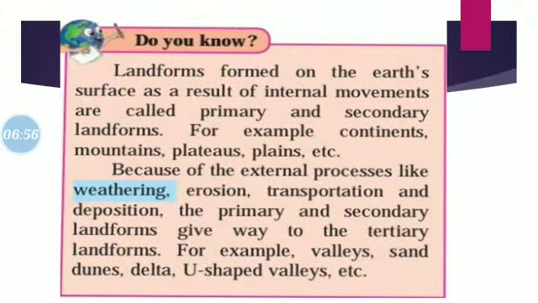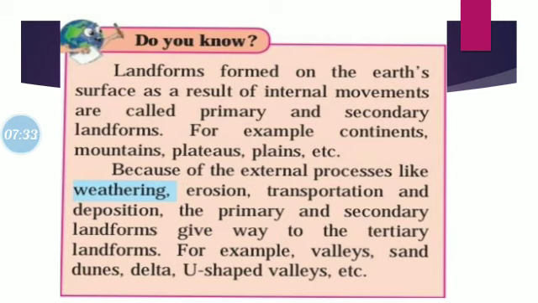Do you know, landforms formed on the earth's surface as a result of internal movements are called primary and secondary landforms? For example, continents, mountains, plateaus, plains, etc. Because of external processes like weathering, erosion, transportation, and deposition, the primary and secondary landforms give way to the tertiary landforms. For example, valleys, sand dunes, delta, U-shaped valleys, etc.